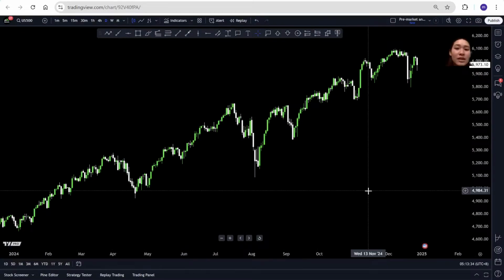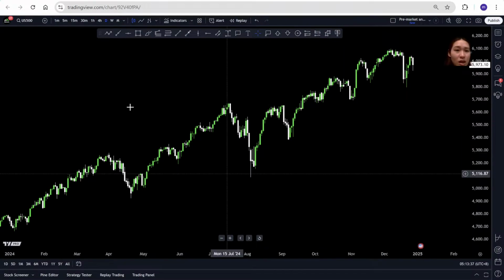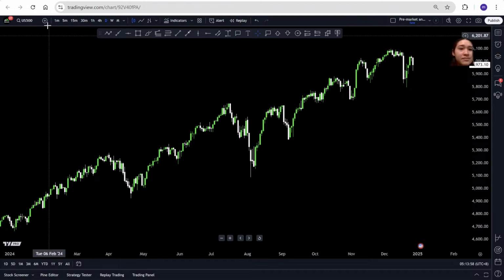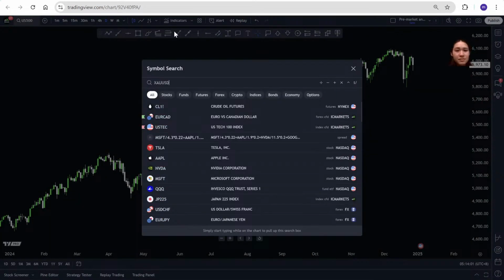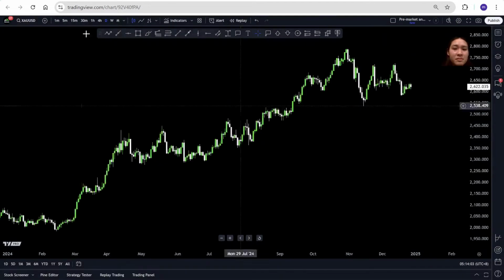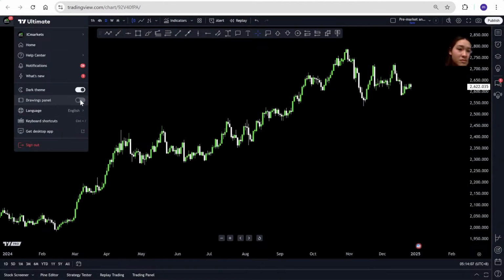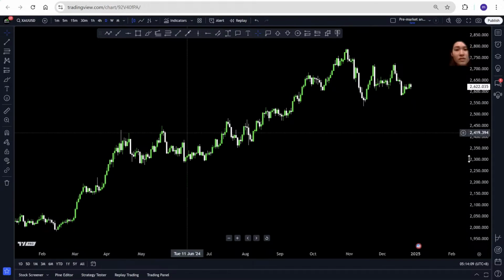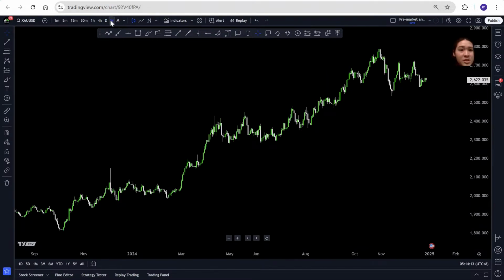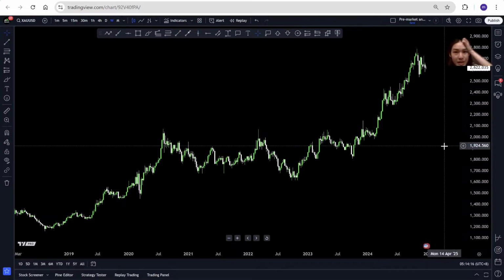Okay, now let's take a look at some charts. I believe we have a request for gold, so let's go ahead and look at that first. I like to start off by looking at our higher time frames and then work our way down.